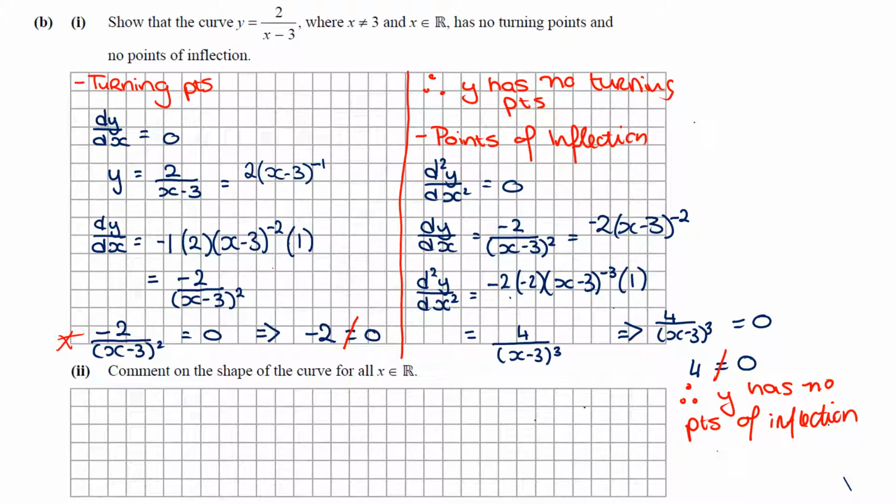The third thing that I'd say about this is do make sure you're finishing your questions. It's not enough for me to go minus 2 does not equal 0. I need to demonstrate that I know what I'm talking about. So having just that quick line of therefore y has no turning points takes a second to write, but actually it's really showing that you know what's going on in this question.